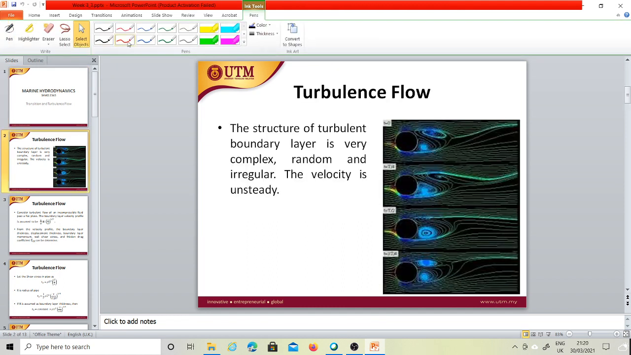So what I'm talking about, the turbulent flow, it means the structure of the turbulent boundary layer is very complex, okay, and we cannot define it in any particular equations. It is random, of course irregular and nonlinear, and the velocity is also unsteady. It means it will change with time.